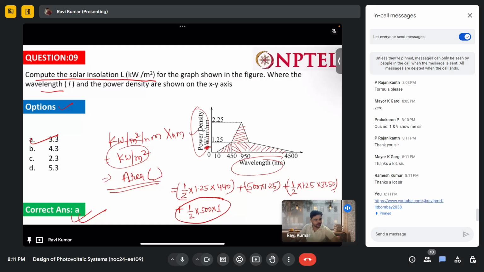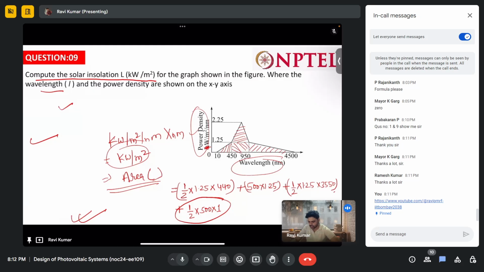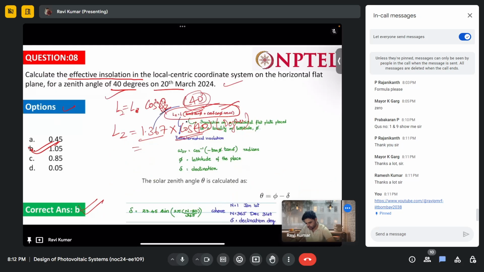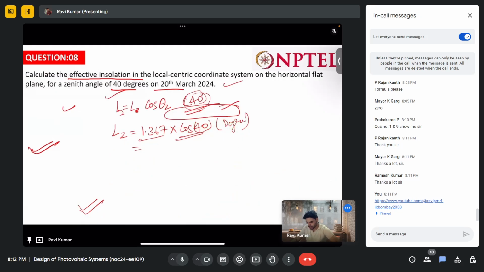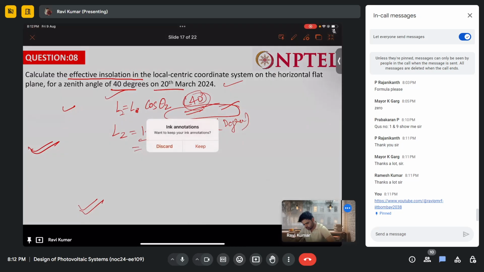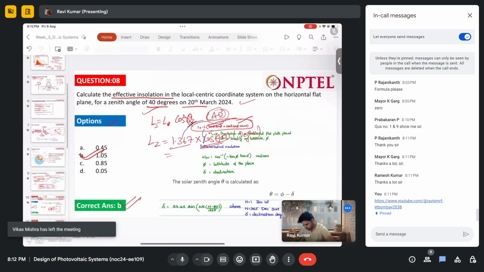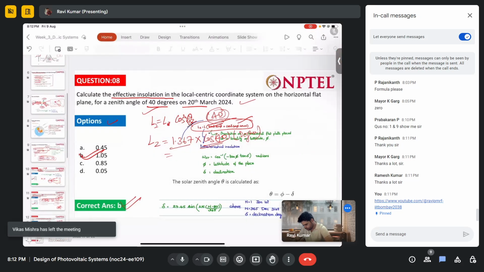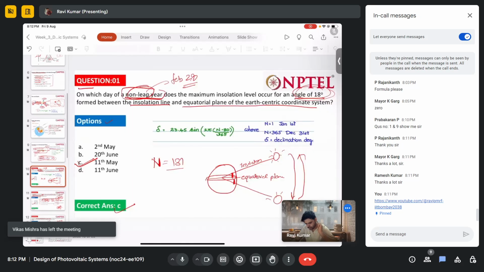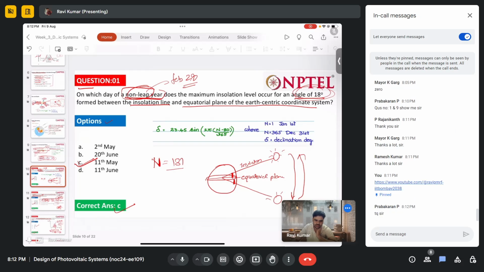Like Prabhakaran, you have seen question 9. I'll show you question 1 then. See, this is question 1. Just putting the formula, putting the value of n, you will get the answer.